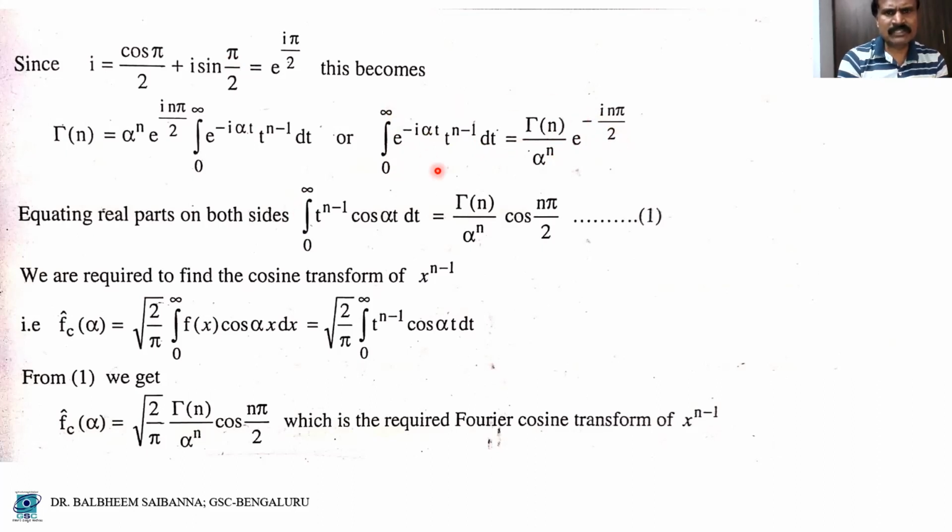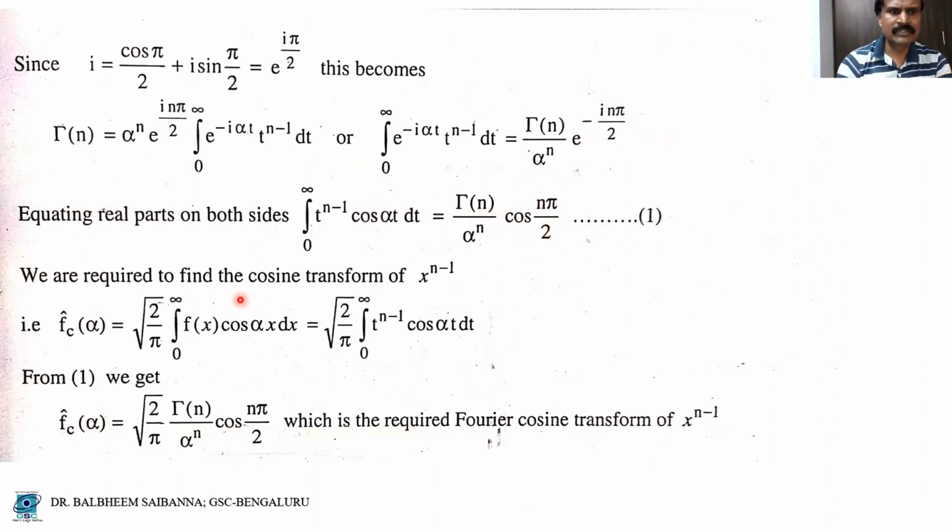Here, equating the real and imaginary parts separately. On the left hand side, the integral from 0 to infinity of t to the power of n minus 1 cos alpha t dt equals gamma n divided by alpha to the power of n, times the real part of e to the power of minus i n pi by 2, which is written as cos n pi by 2 minus i sin n pi by 2. Equating the real part, we will get cos n pi by 2.